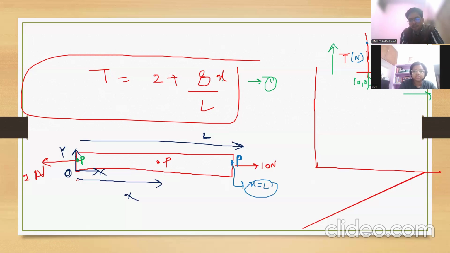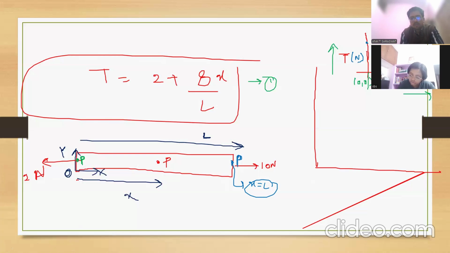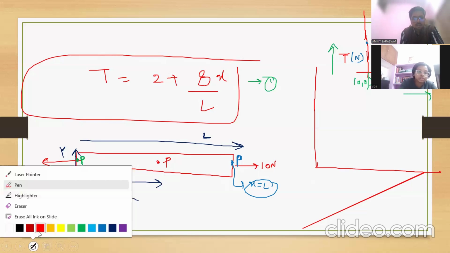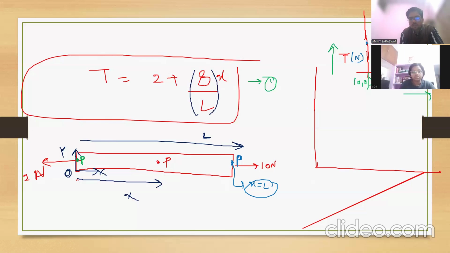Now put x is equal to L here. Then how much tension? Tell me. How much are you getting? 10 Newton. So x is equal to L, you are getting 10 Newton. So the coordinate will be somewhere here, L comma 10. Understood? Then since the slope, 8 by L, is constant, y is equal to mx plus c, you know. Then simply the straight line graph will be like this. Understood?